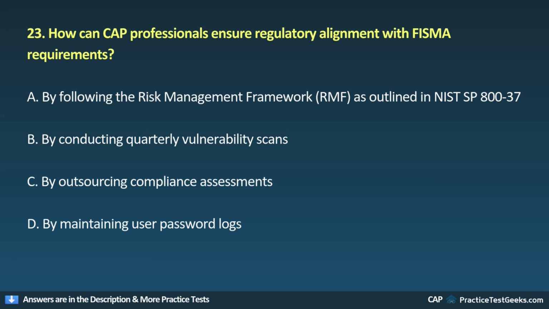23. How can CAP professionals ensure regulatory alignment with FISMA requirements? A. By following the Risk Management Framework, RMF, as outlined in NIST SP 800-37. B. By conducting quarterly vulnerability scans. C. By outsourcing compliance assessments. D. By maintaining user password logs.